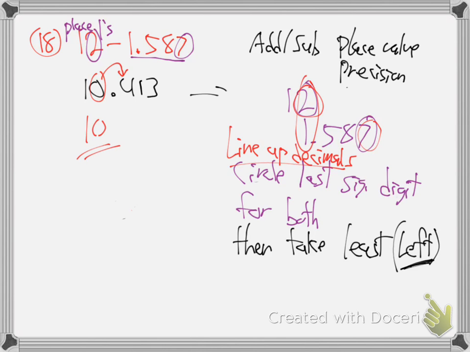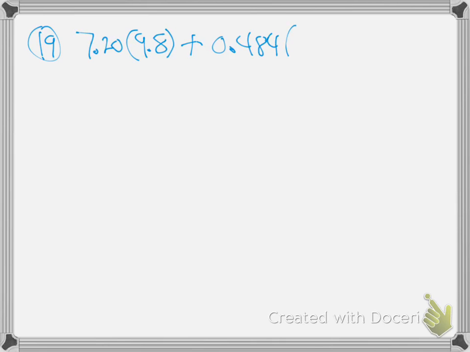So what do you do? For adding, subtracting, it's place value. Line up the decimals, circle the last significant digit, take the one further on the left. Now what do you do like on number 19, where you have 7.20 times multiply, so we're thinking about accuracy, but then add? 0.484 times 370. What do you do when they mix operations?